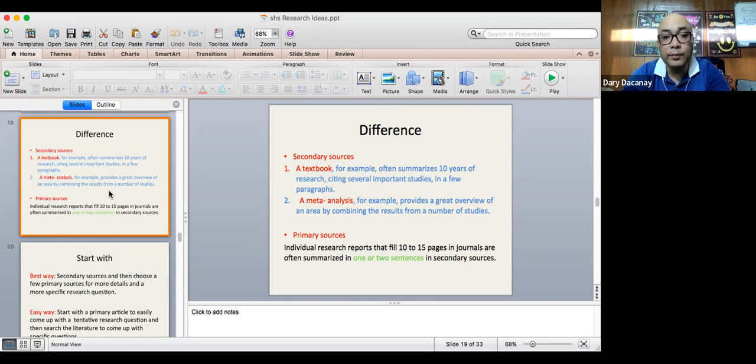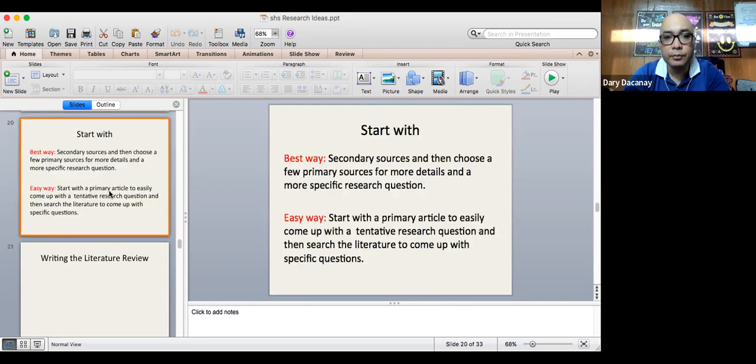Now, individual research reports that fill 10 to 15 pages in journals are summarized in one or two sentences in secondary sources. Again, when you say sources, normally in research, ang binibigyan ng premium palagi is the primary sources. Yeah, but of course, secondary sources can be used, especially if there are really limited sources of information with your particular studies. Now, the best way is to start with the secondary sources, and then choose a few primary sources for more details in more specific research questions. So what I'm trying to say here, kung nahihirapan kayo with the primary sources, you might want to look at the secondary sources. Pwede rin naman, you can start with a primary article or journal articles to easily come up with the tentative research questions and then search the literature to come up with specific questions.